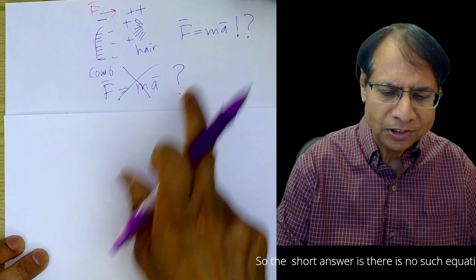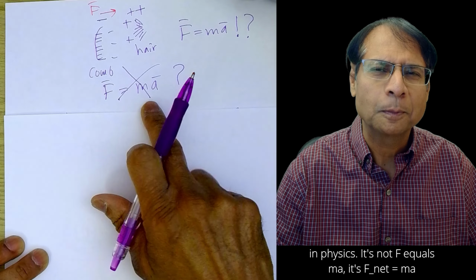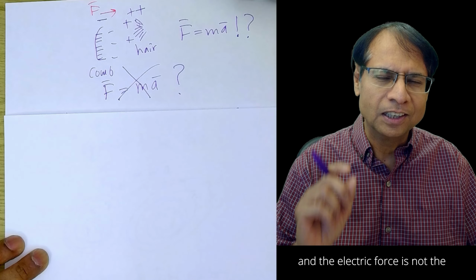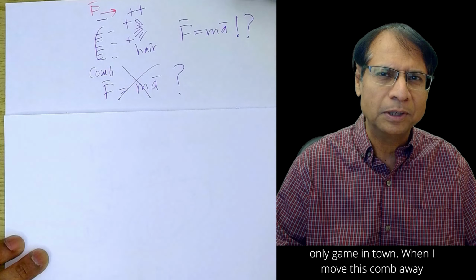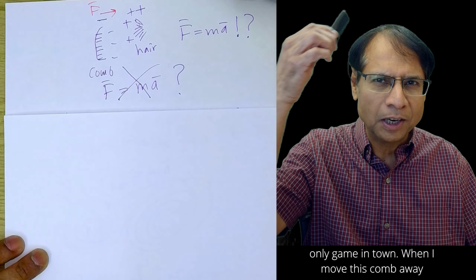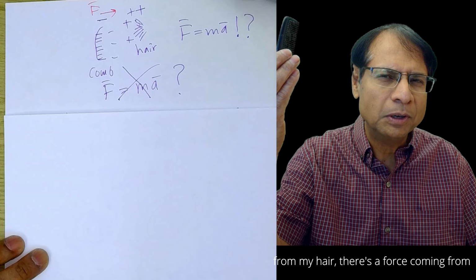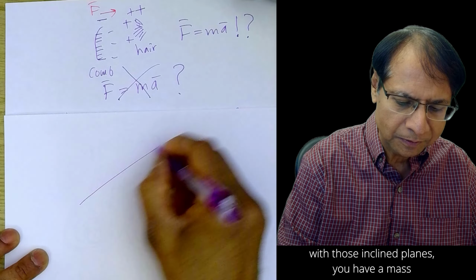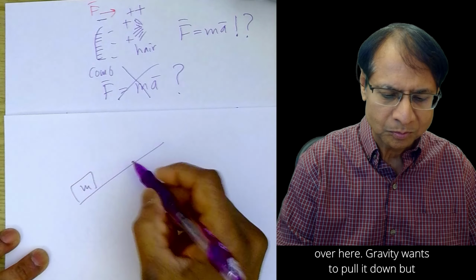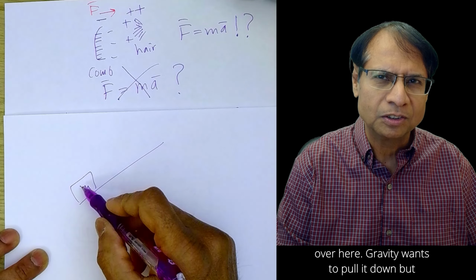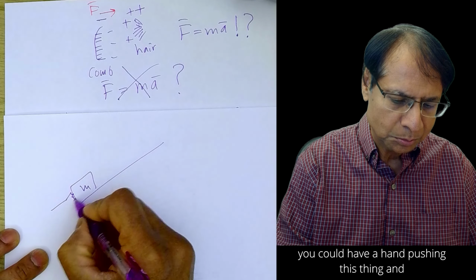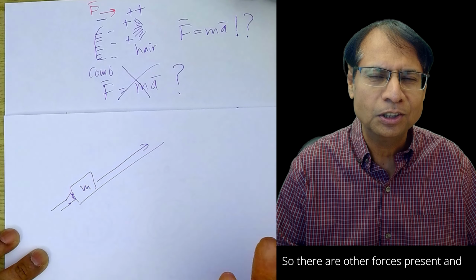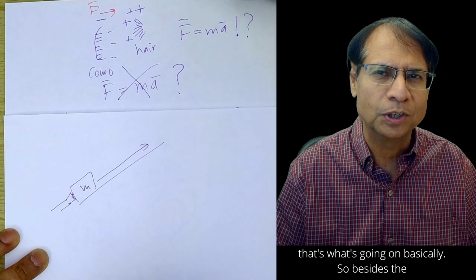So the short answer is there is no such equation in physics. It's not F equals ma, it's F net equals ma. And the electric force is not the only game in town. When I move this comb away from my hair, there's a force coming from my hand. If you remember those old problems with inclined planes, you have a mass over here. Gravity wants to pull it down, but you could have a hand pushing this thing and make it go up the inclined plane. So you can have other forces present, and that's basically what's going on.